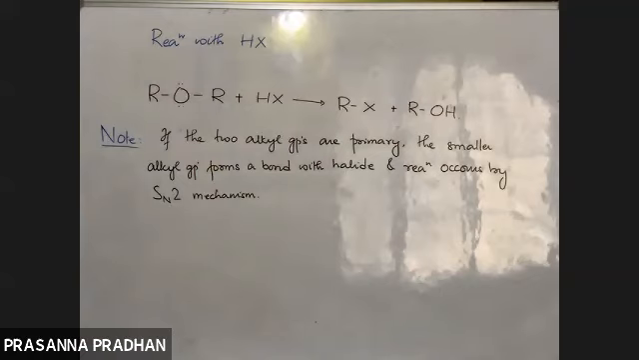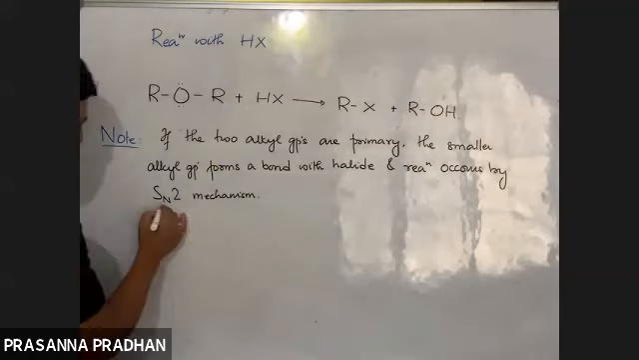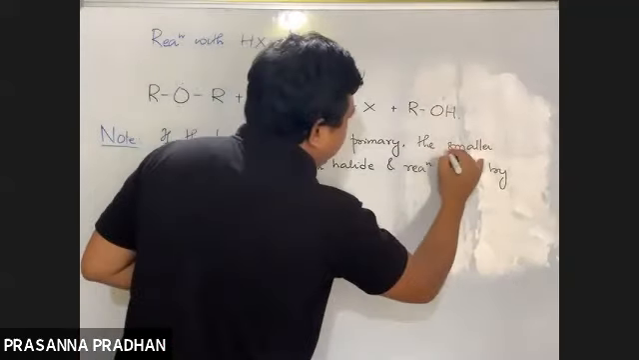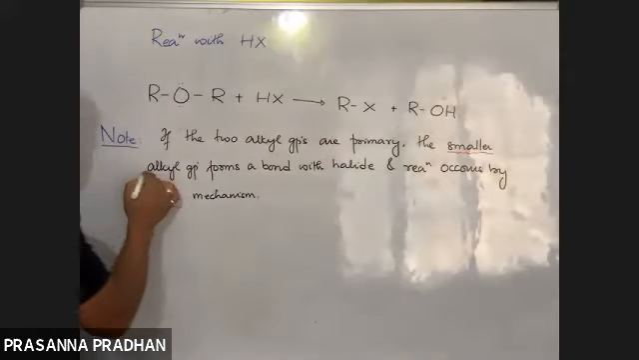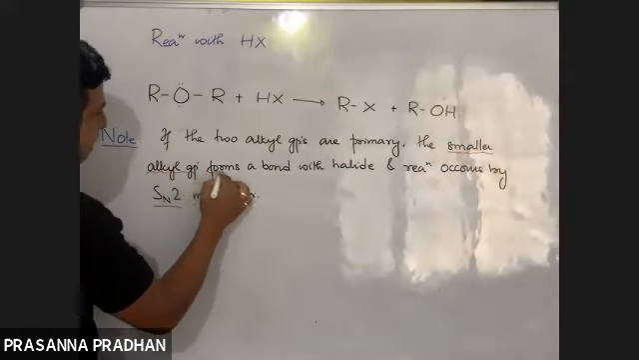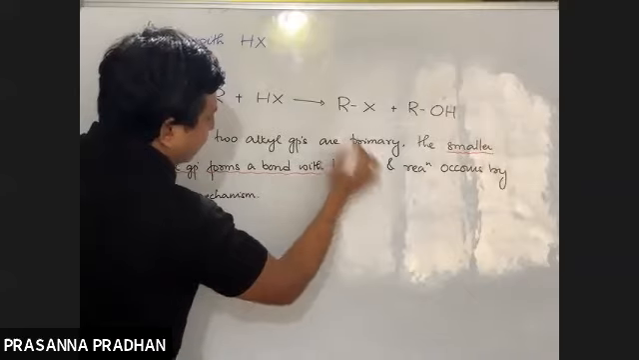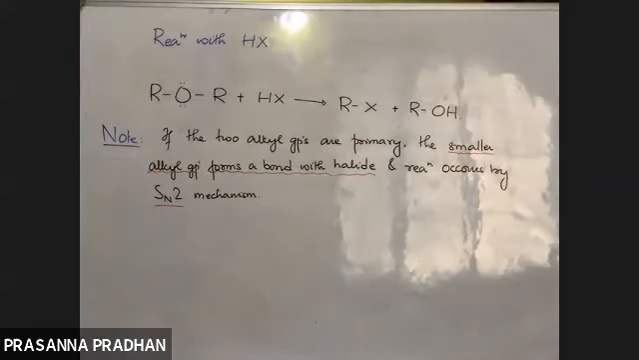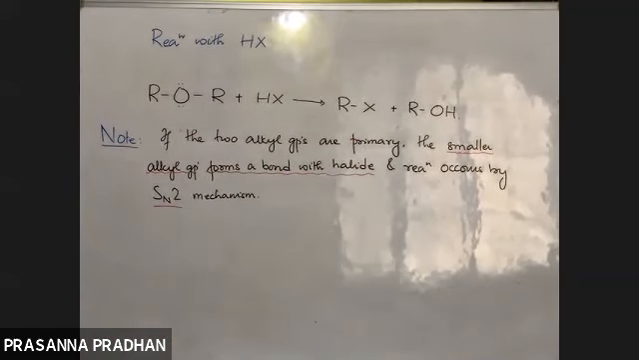Let us see now. Remember, the reaction proceeds by SN2 mechanism. And always remember that the smaller alkyl group forms a bond with halide. But you need to remember this: this happens when both the alkyl groups are primary.